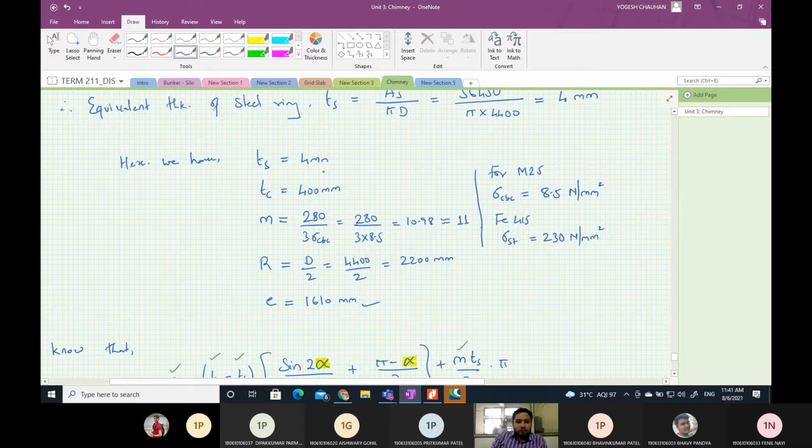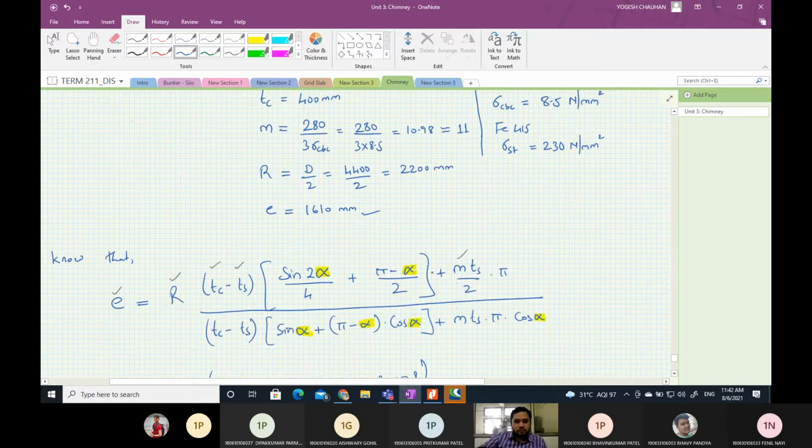Now from all these calculations, we have the thickness of the steel ring, we have the thickness of the concrete shell 400 mm, we have the modular ratio. The grade of concrete is given to us. So for M25 grade, sigma CBC is 8.5 Newton per mm square. So modular ratio will be 11. Then R, the radius at the average diameter at the base, is 2200, and the eccentricity is 1610 mm.